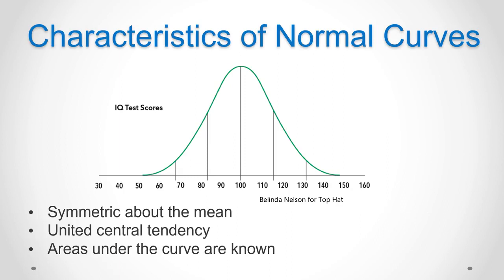Remember the characteristics of normal curves? They are: 1. Normal curves are symmetric around their mean. 2. They have unified central tendency. And 3. The areas under the curves are known. The total area is always equal to 1.